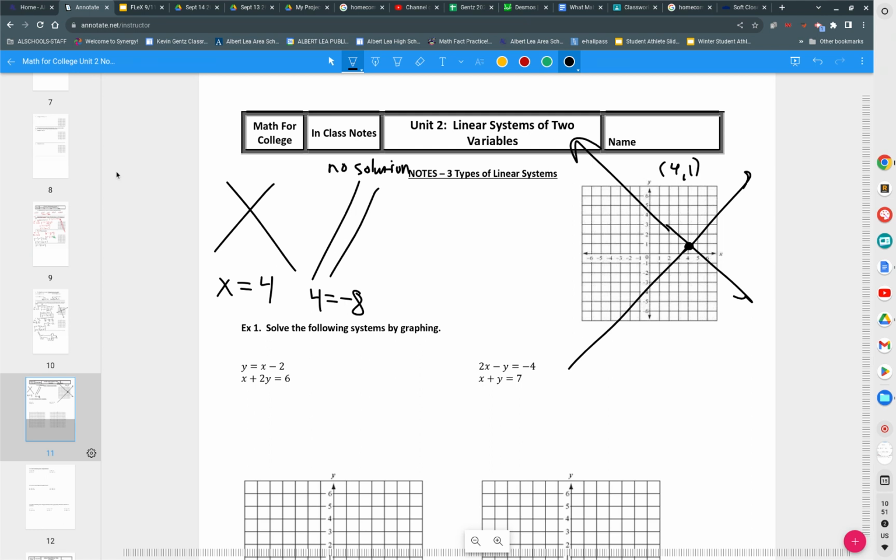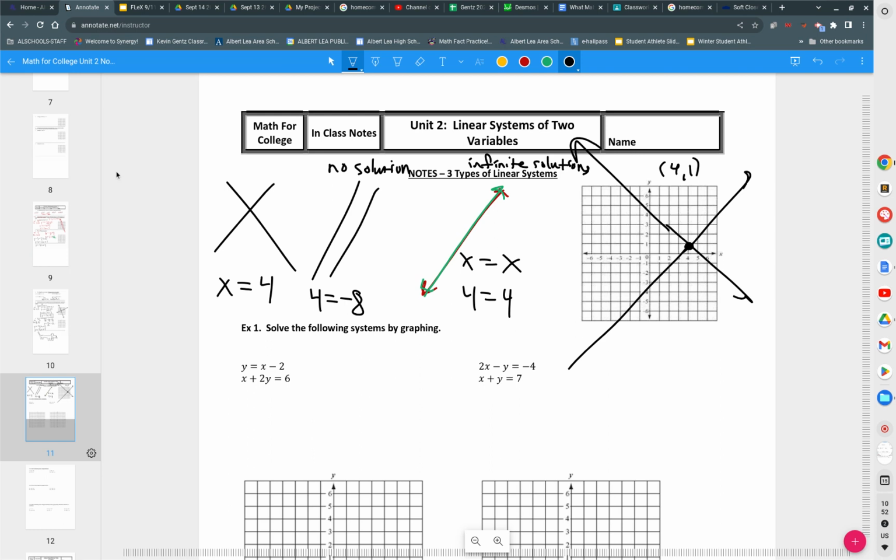And then there's a third type. This one doesn't happen very often, but it does come up. You have one line, and then your second line is going to be right on top of that first line. How many times do those lines intersect? An infinite number of times. So in this case, we have infinite solutions. And what that solution will look like, you won't get x equals 4, you'll get something like 4 equals 4, or x equals x. You'll have the same thing on one side as you do on the other side.